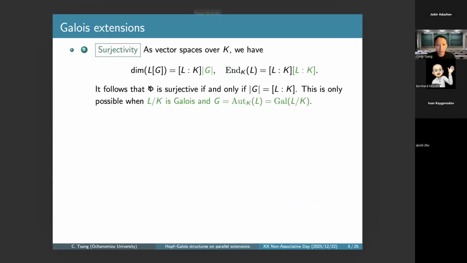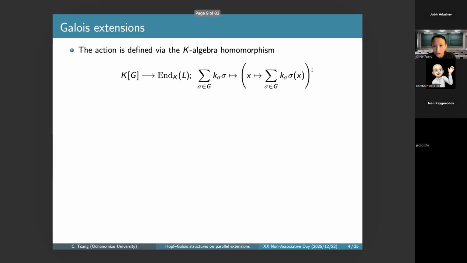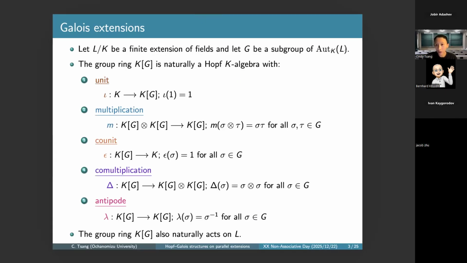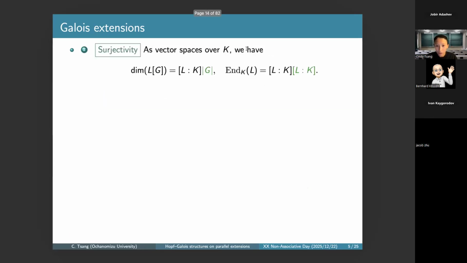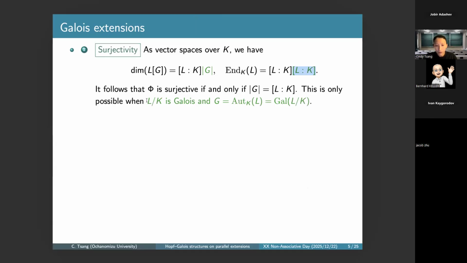Well, since the map is injective, it's going to be surjective if and only if the dimensions match up. So if and only if the order of G is equal to the degree of the extension. And remember, G was a subgroup of the K-automorphism group of L. So the order of G can only be equal to the degree if and only if the extension is actually Galois, and we're taking G to be the entire Galois group.